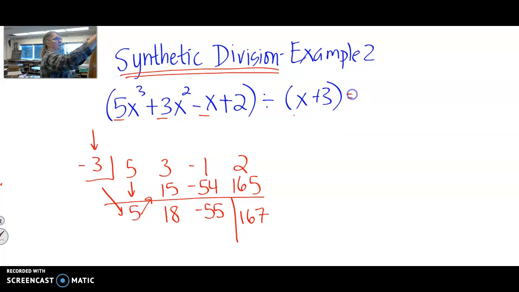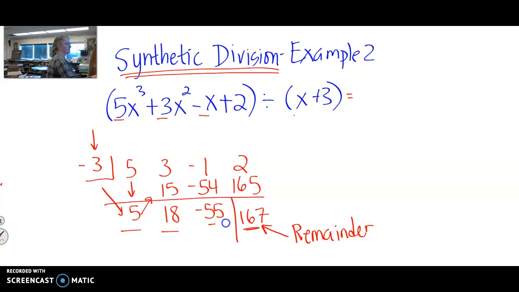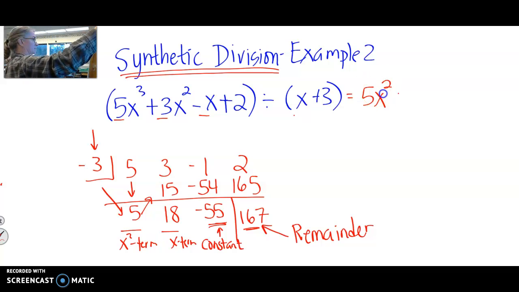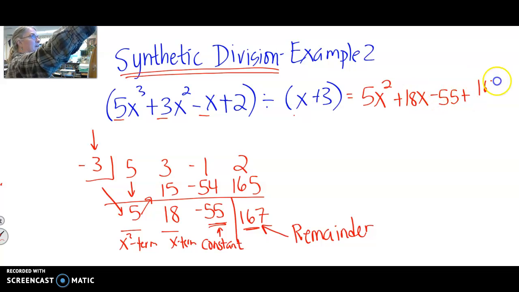So when you do this division, what you get is the quotient plus the remainder over the divisor. Remember this is my remainder, and then the quotient has these coefficients. This negative 55 is going to be my constant term. I'm going to write that down. Constant. This is going to be my x term. So it's going to be 18x, and this is going to be the x squared term. So when I write this down, it's 5x squared plus 18x minus 55 plus the remainder over the divisor.